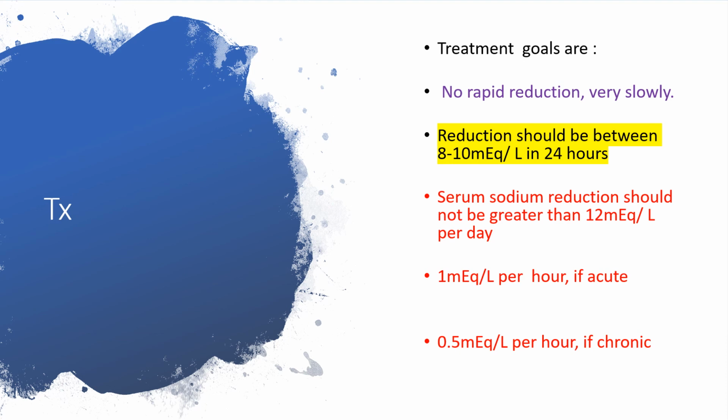Serum sodium reduction should not be greater than 12 milliequivalent per liter per day. And if you are dealing with acute hypernatremia, we have the privilege of reducing the level by 1 milliequivalent per liter per hour. Okay? In the phase of chronic hypernatremia, we cannot go beyond 0.5 milliequivalent per liter per hour.